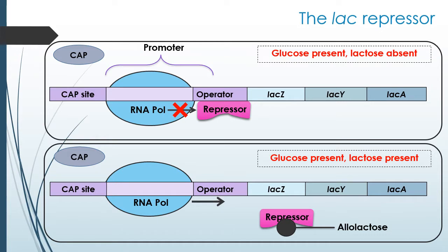Next, glucose present, lactose present. So what will happen? There will be low-level transcription of the lac operon. The lac repressor is released from the operator because the inducer allolactose is present. The cAMP levels, however, are low because glucose is present. Thus, CAP remains inactive and cannot bind to DNA, so transcription only occurs at a low level.